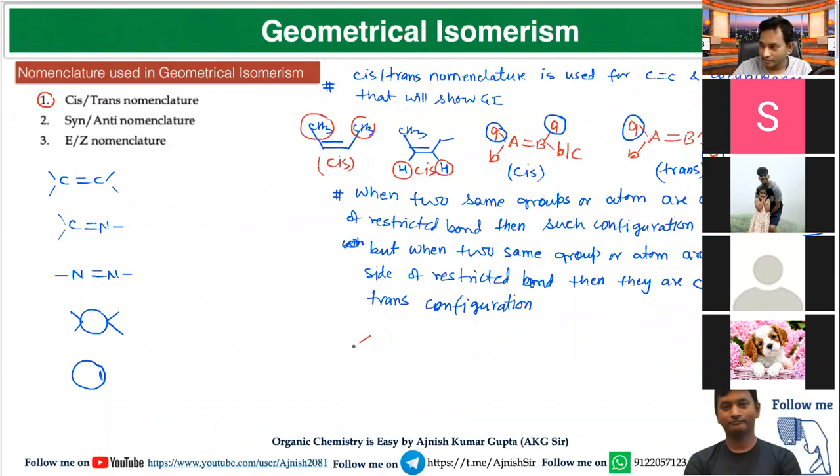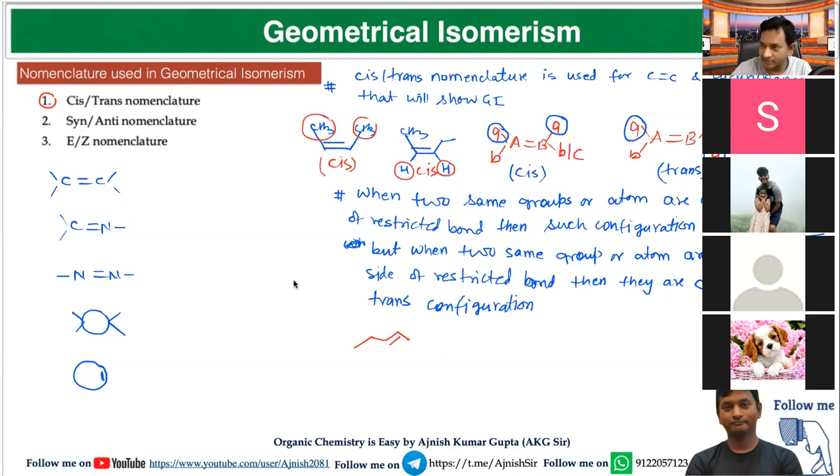Now, think for this. If a question is asked like this, is this cis or trans? Trans, because at this particular carbon, hydrogen is present, and over this particular carbon, hydrogen is present. Both hydrogens are on the opposite side of the restricted bond, so it is called trans. Is it clear? Yes, sir.